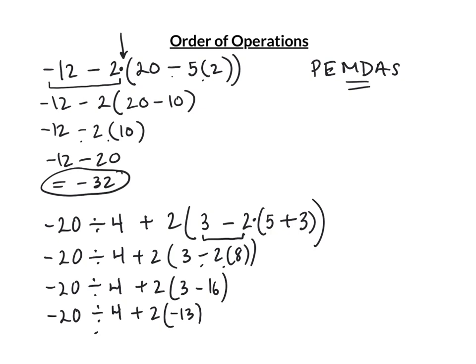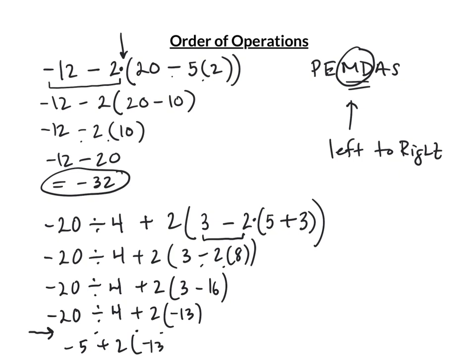I have divide, I have add, and I have multiply. Now divide and multiply, what comes first? You don't multiply first, you don't divide first, you do them left to right, like a book. So, like a book, I'm going to start at the left and go to the right. So the division comes first. This is negative 20 divided by 4, which is negative 5. Plus 2 times negative 13.